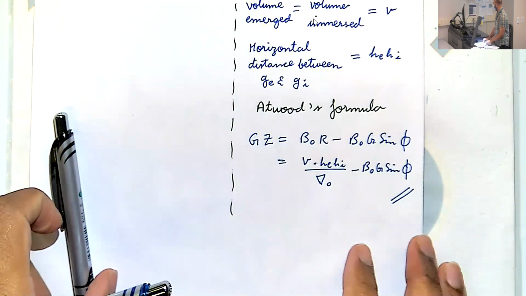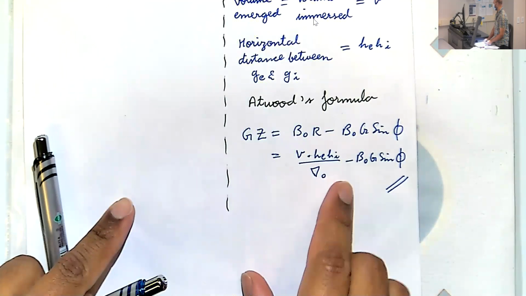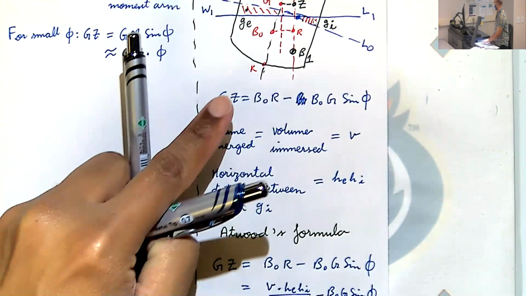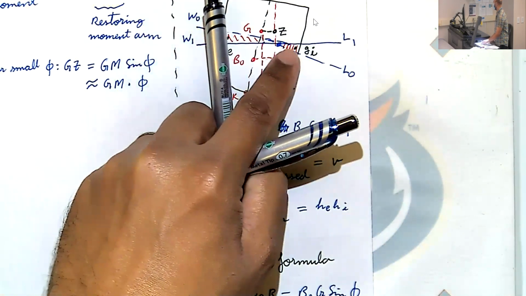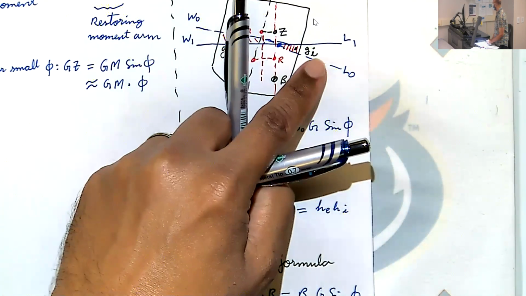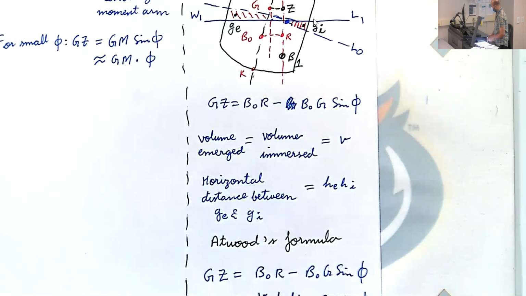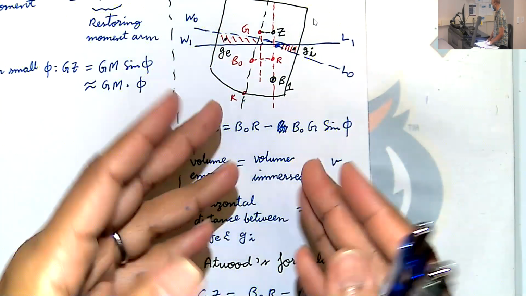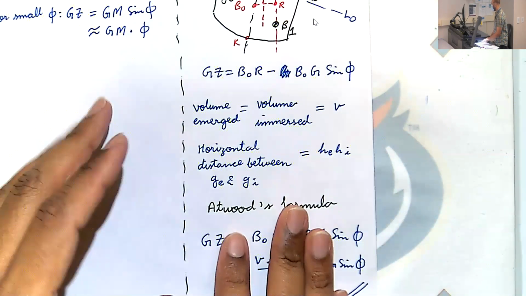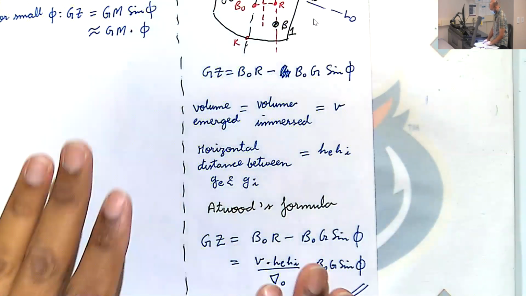Okay, the main problem here comes from the HEHI. That's basically how much the centroid shifts from the emerged to the immersed part. For complicated hull shapes, you can see that's not easy to compute, especially when there's a large heel. All right.